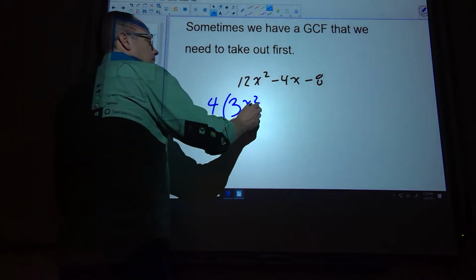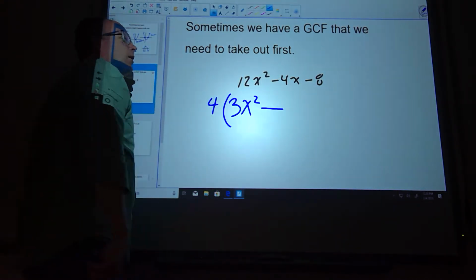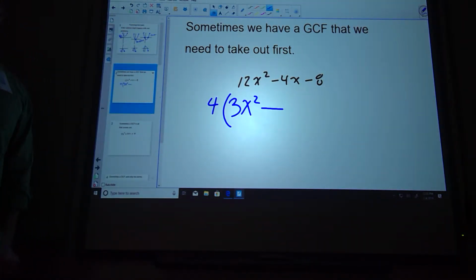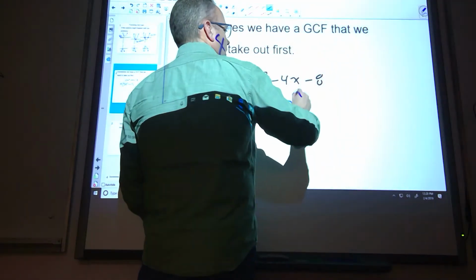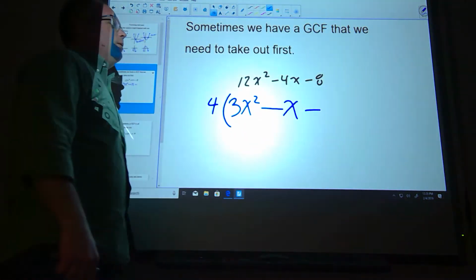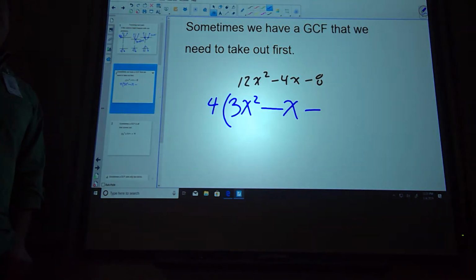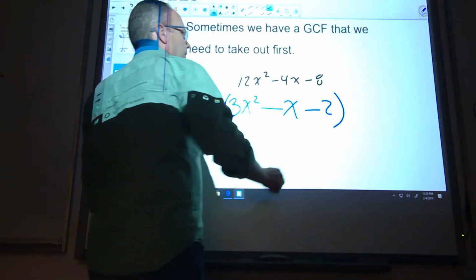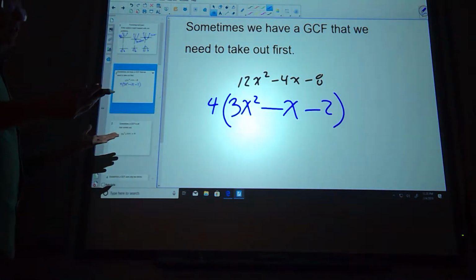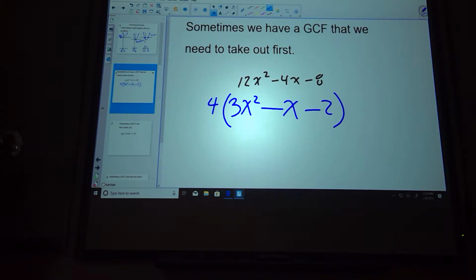And then the next term. If I factor a 4 out of negative 4x, what do I have left? Just negative x. If I factor a 4 out of negative 8, what do I have left? Negative 2, because 4 times 2 is 8, right? So that looks nice. Wait, so are you just saying 12 divided by 4 and negative 4 divided by 4?